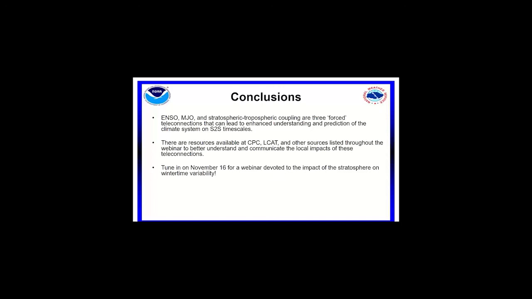So, wrapping things up before we go to questions. ENSO, MJO, and stratospheric-tropospheric coupling are 3 forced teleconnections that can lead to enhanced understanding and prediction of the climate system on S2S timescales. I have a lot of resources that I've linked throughout here: the SSW Compendium, LCAT, things from CPC, the Physical Science Laboratory plotting and analysis tool, lots of really good tools here to better understand and communicate local impacts of these teleconnections.